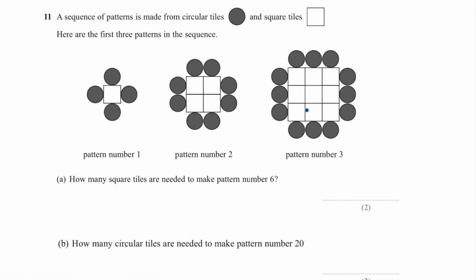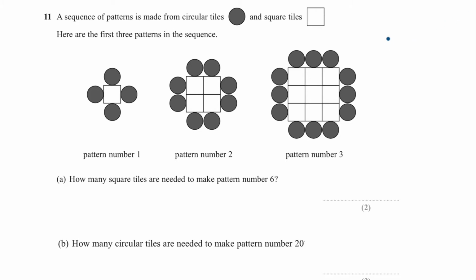Question 11. A sequence of patterns is made from circular tiles and square tiles. Here are the first three patterns in the sequence. So pattern number one has four circles and one square. Pattern number two has, let's see, 1, 2, 3, 4, 5, 6, 7, 8 circles and four squares. Pattern number three, you can see it's got four lots of three. So that's 12 circles and 9 squares.